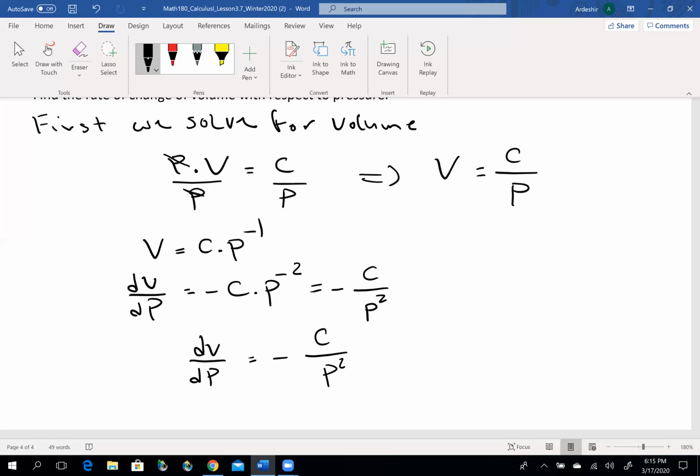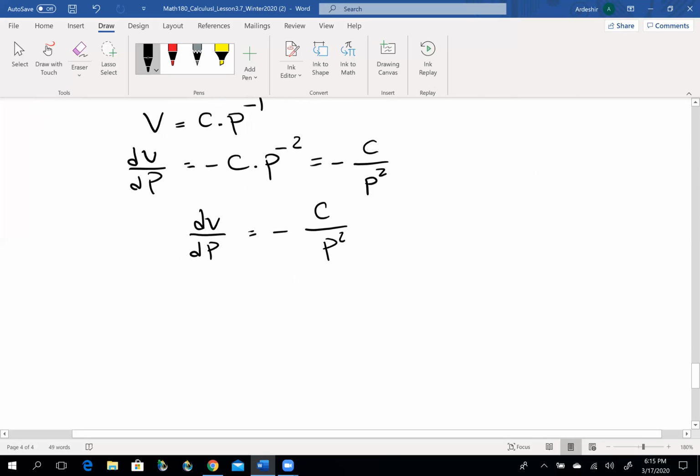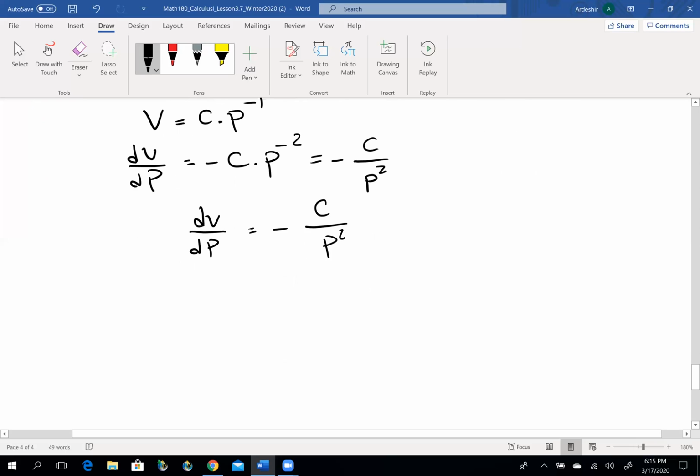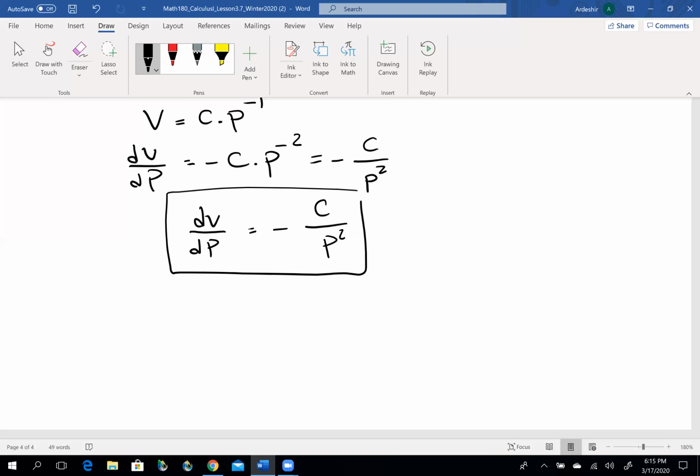Now let me ask you guys this: what happens if P increases? Let's look at my final answer. If I increase P, you see that in the denominator we have P squared. So if P increases and we square it, the denominator gets larger and larger quickly. And as the denominator gets larger and larger, the whole fraction gets smaller and smaller.